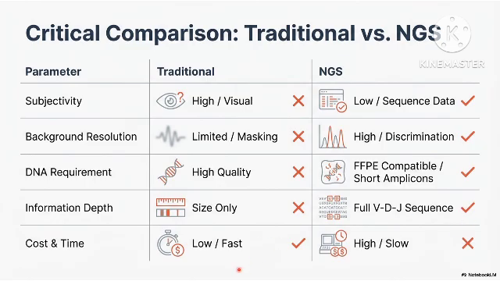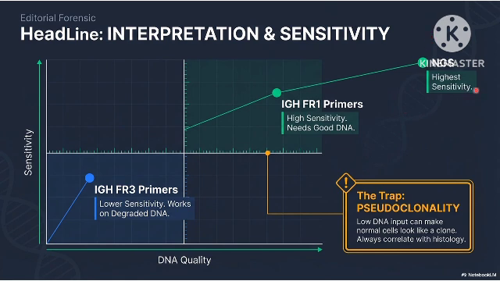The cost is low, and the test results are rapid in PCR, whereas NGS is expensive, and the results can be delayed due to the complex workflow. If you are aiming for NGS, it has got high sensitivity. When compared to FR3, FR1 primers have got good sensitivity, but you need a good quality of DNA, because if you design primer at FR1, you will get a good amplicon. For that, you need good DNA. FR3 primers, they work best on degraded DNA, but the sensitivity is low. Always remember the pseudoclonal peaks.